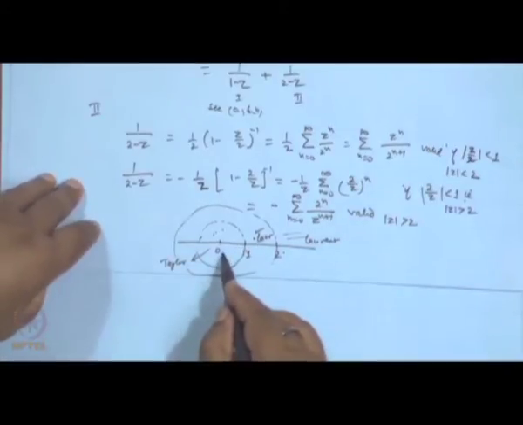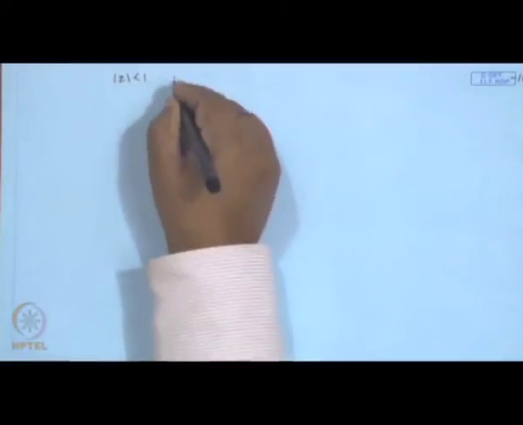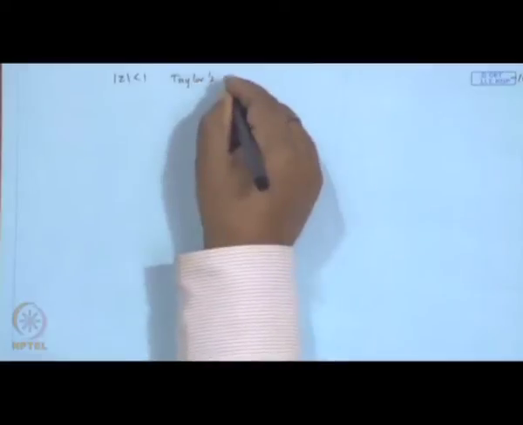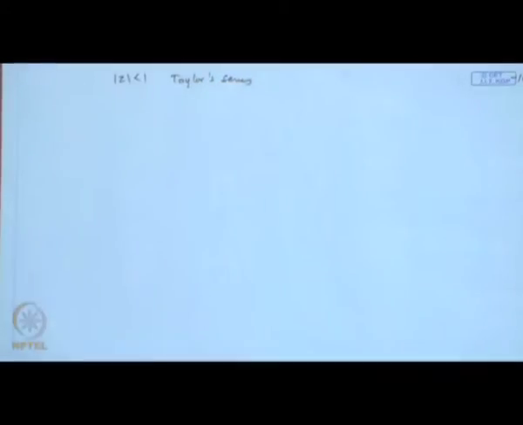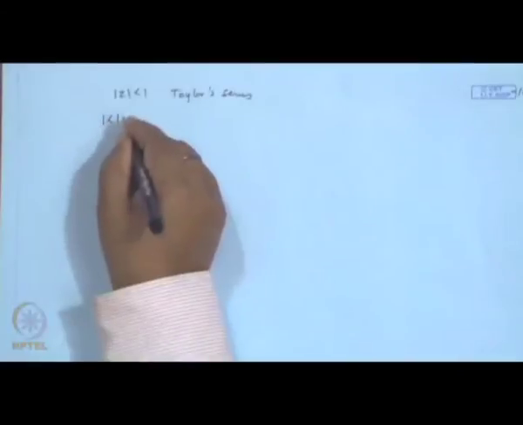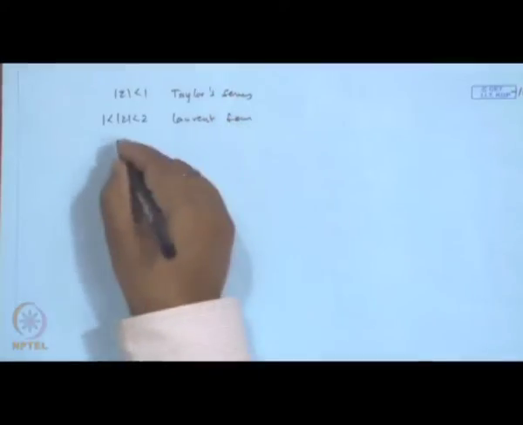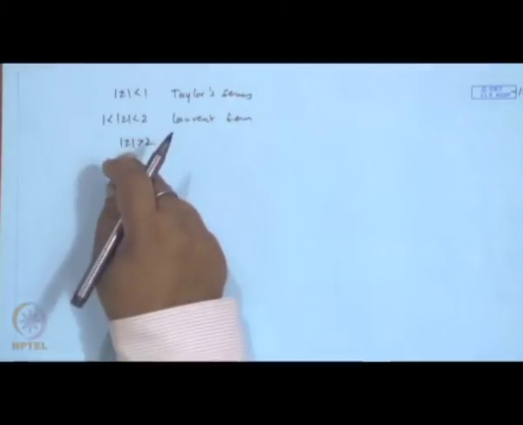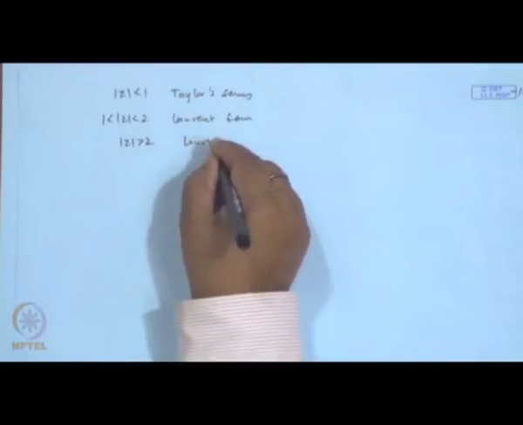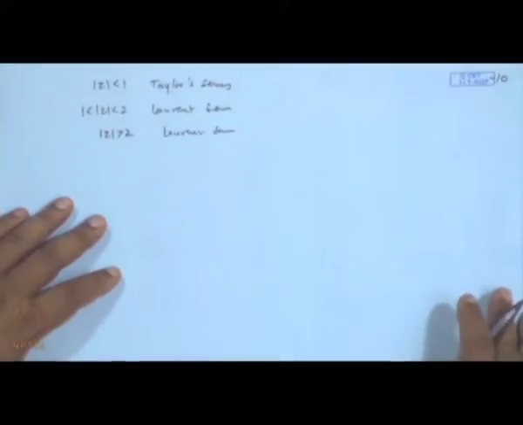So, basically 3 regions: first, mod z less than 1, where we get the Taylor series, because there is no singular point inside it. Then for 1 less than mod z less than 2, Laurent series expansion, and then mod z greater than 2, it is also an annulus, so we can also write the Laurent series expansion. So, let us see all the 3 cases and what we get.